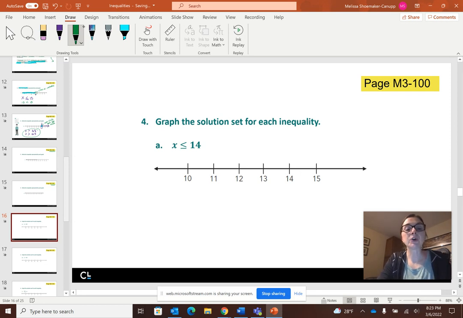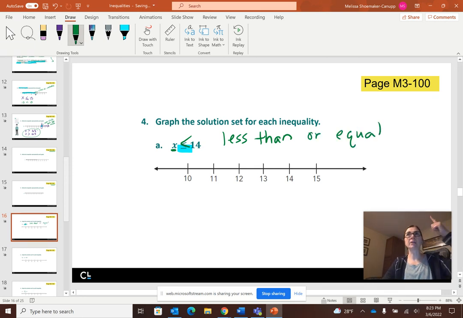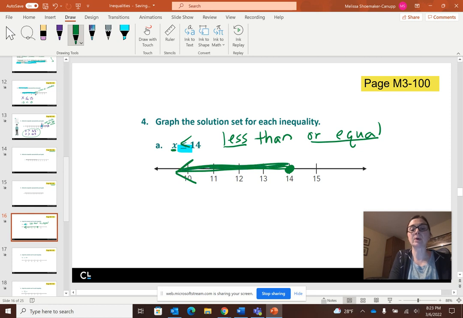Okay, and so X, that's where my line goes, is pointing at it, so that means it's less than. I also notice I have the little bar, so that means or equal. So you need to be thinking right now, closed dot, open dot, closed dot, open dot. Okay, well, here's 14. And I know since it's equal, I'm going to close and I'm coloring it in. And now less than goes to the left because all these numbers are smaller.